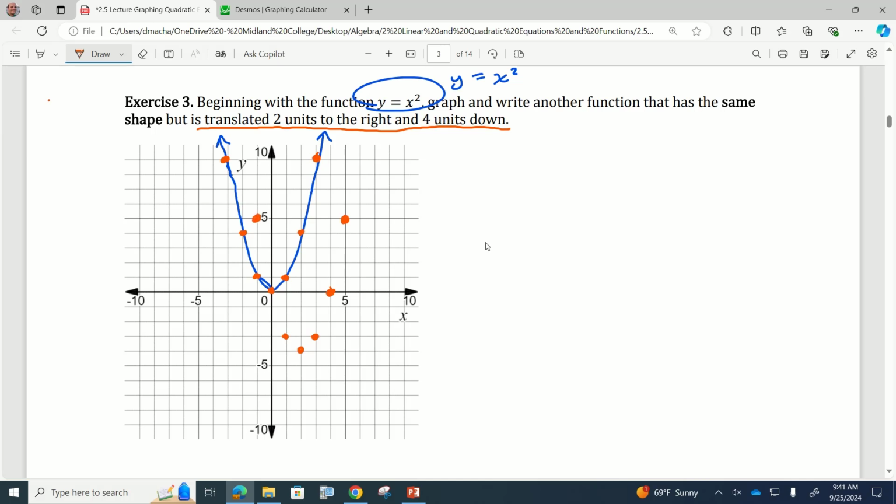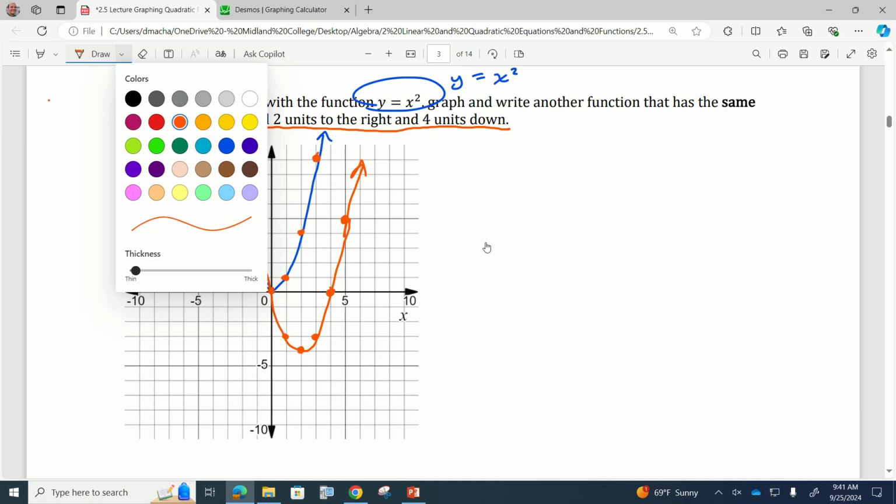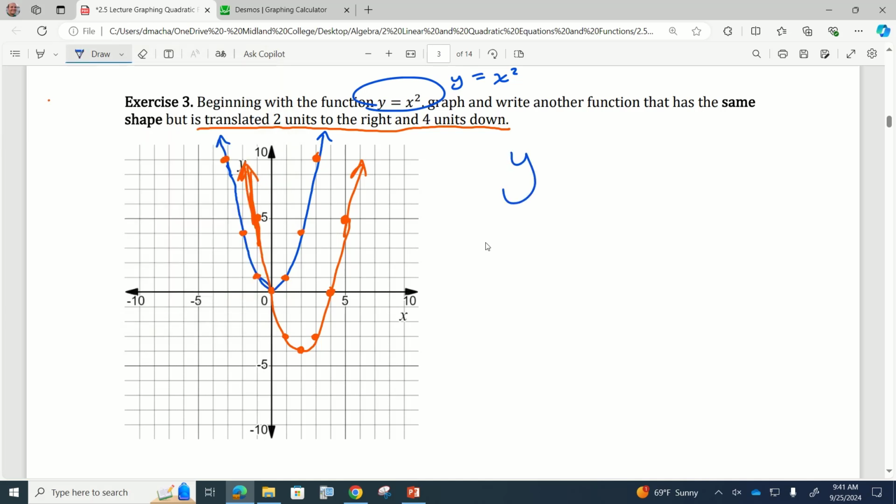So now I've got a new set of 7 points, and I just have to connect these dots and get another parabola that's the same shape as the blue one. I just moved it 2 units to the right and 4 units down. That is the first half of this question.